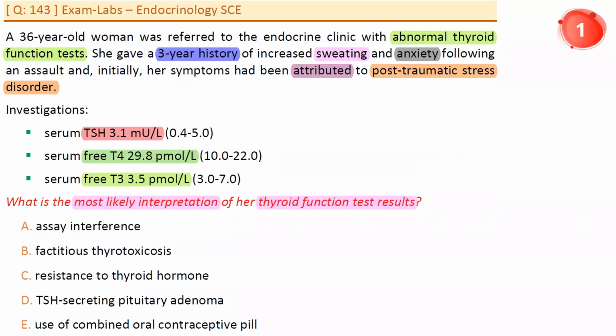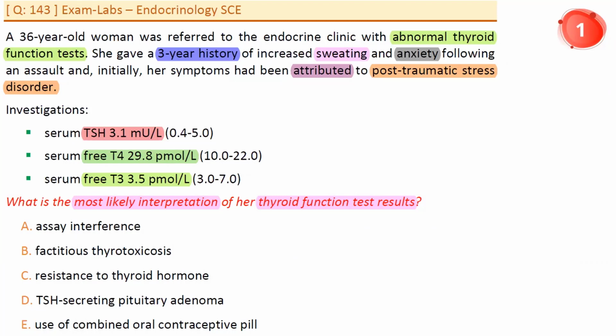Use of combined oral contraceptive pills. These are estrogen-containing pills, and they will affect total thyroid hormone, not free thyroid hormone. So this is very important. If you see a scenario like this, please exclude assay interference as a first step. Even if free T4 and free T3 are elevated, the first step is to exclude assay interference, because assay interference is more common than resistance to thyroid hormone and TSHoma. This is a very important issue.